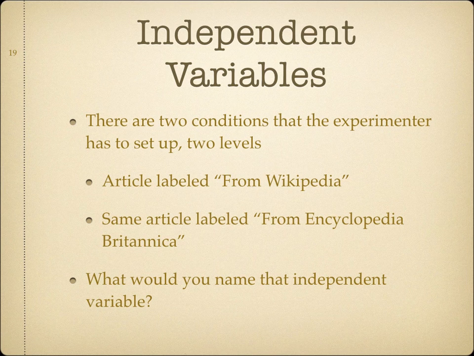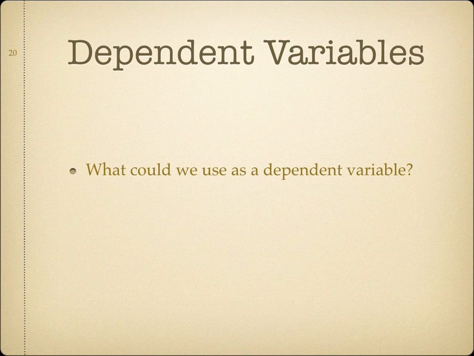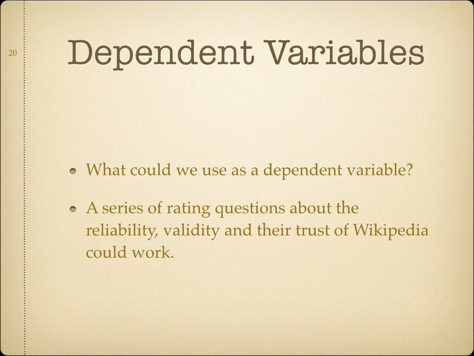There are other variable names. It could be something like text or information basis, or there are a few that label how the articles were labeled. Labeled Wikipedia, labeled Encyclopedia Britannica. Those would all be reasonable. Source is probably, I think, best because that's really the core of what you're after. It could be used as a dependent variable too. We could have a series of rating questions about reliability, validity, and trust of Wikipedia. All of those would work, and they would enable us to construct some kind of summation variable possibly.